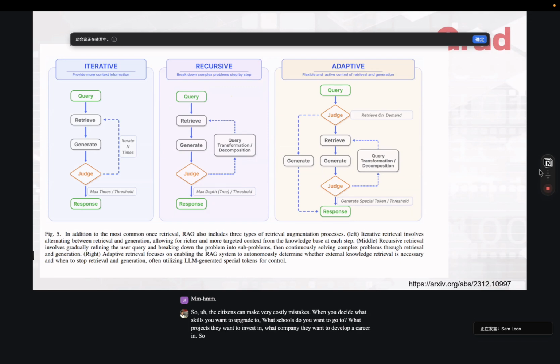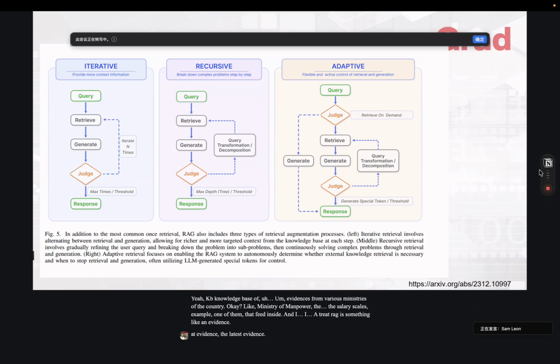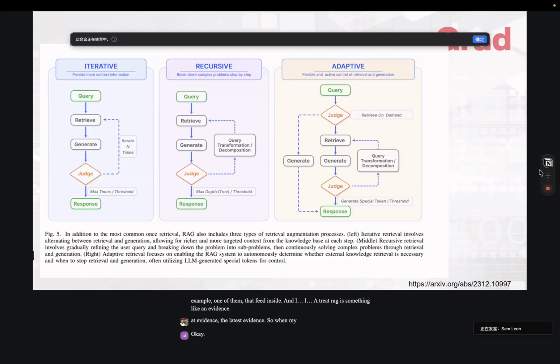So when I built this GPT, I fed it with a knowledge base of evidences from various ministries of the country. For example, the Ministry of Manpower's salary scales are one of them that I fed inside. I treat RAG as something like evidence, the latest evidence. So when my users prompt, they sometimes get hallucinated answers, okay?